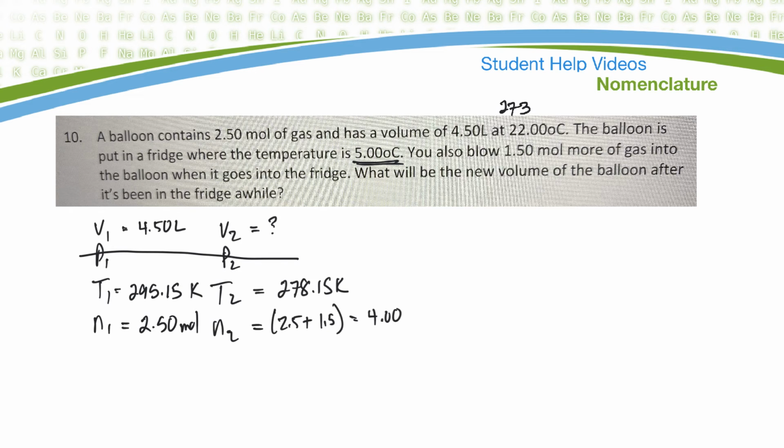Okay, so then I can use my formula, the combined gas law, P1V1 over N1T1 equals P2V2 over N2T2. And P's I don't need to use because since they didn't mention it, we'll assume that it's held constant. And I'm looking for V2, this one. So V2 is going to be equal to V1 times N2T2 divided by N1T1.